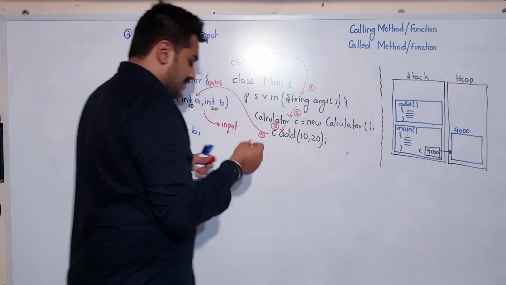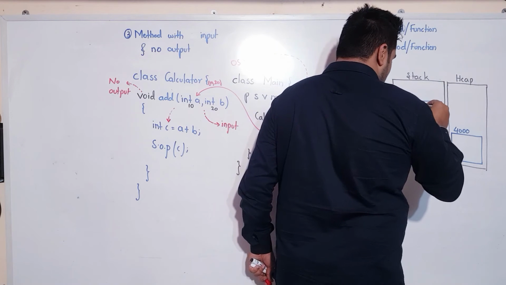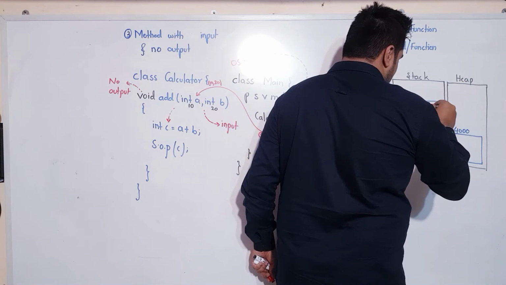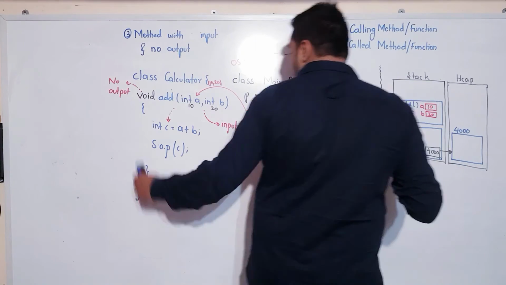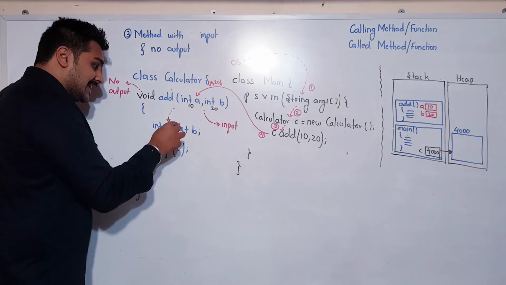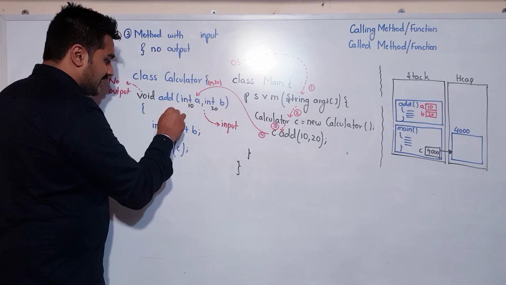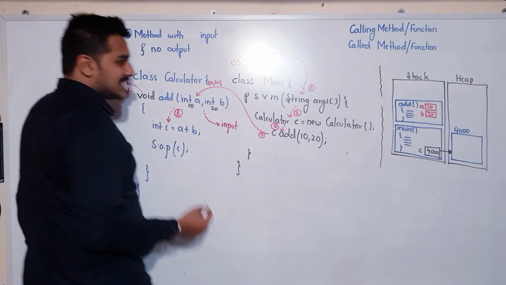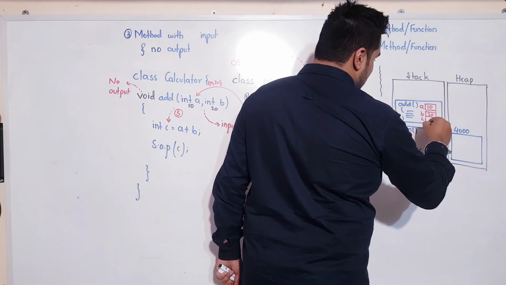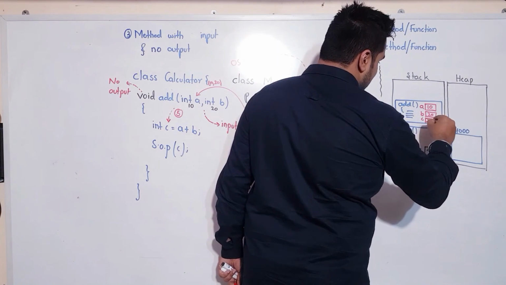Well, before I enter, I will make the changes here. A is containing the 10. B is containing the 20. Now I will enter inside here. I am telling A plus B. This is step number 5. A plus B is what? 30, which I am storing inside C. One variable C will get created. Inside that 30 will be there.